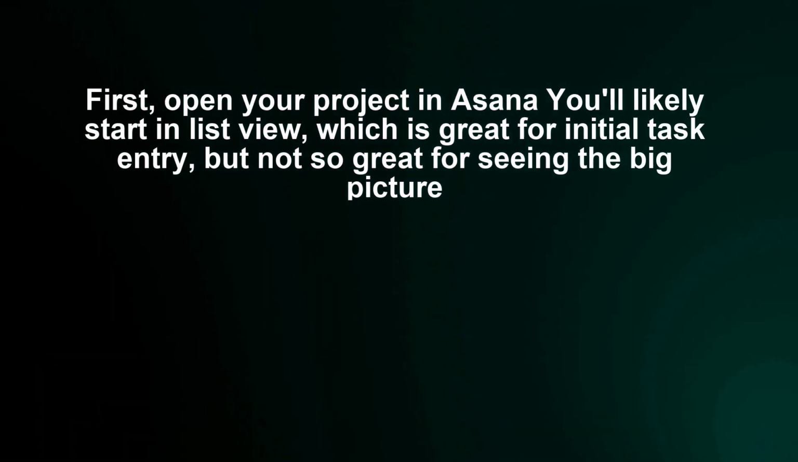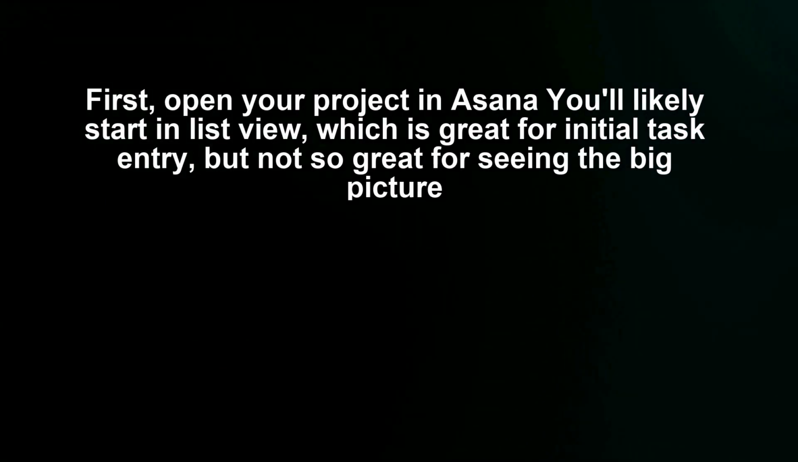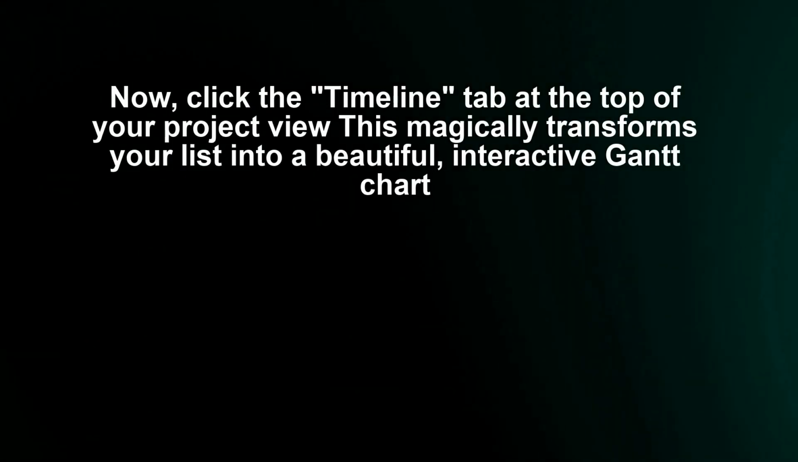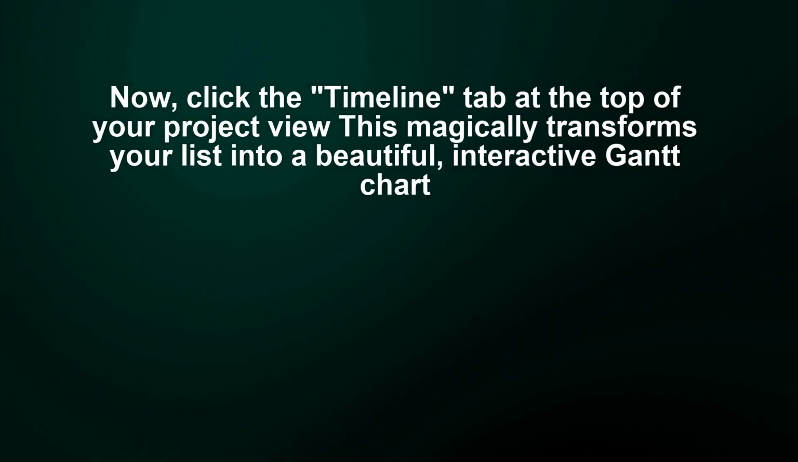You'll likely start in List View, which is great for initial task entry, but not so great for seeing the big picture. Now, click the Timeline tab at the top of your project view. This magically transforms your list into a beautiful, interactive Gantt chart.